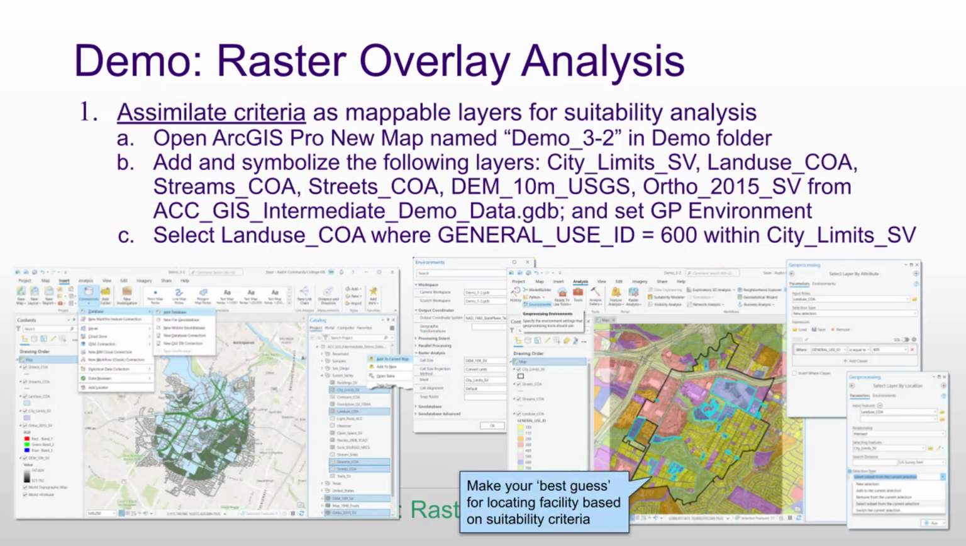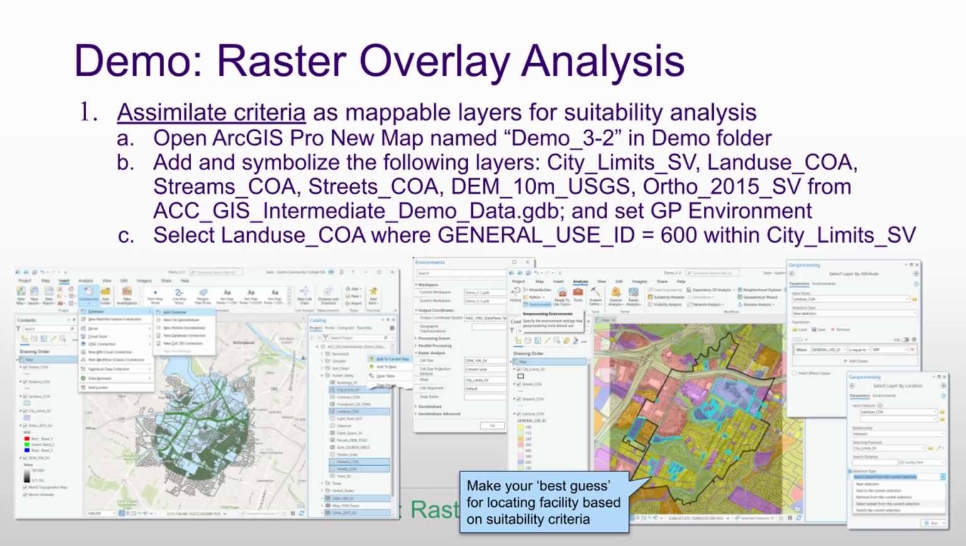In step 1, we'll assimilate the criteria as mappable layers for our suitability analysis. First, we'll open a new ArcGIS Pro project named demo_3-2 in the demo folder. Then we'll add and symbolize the city limits, land use, streams and streets feature classes, as well as the DEM and ortho raster datasets from the demo data file geodatabase, and set our geoprocessing environment.